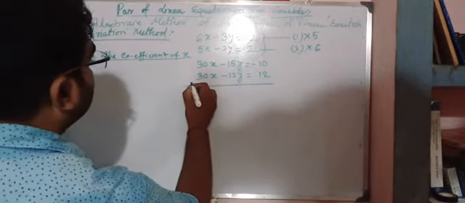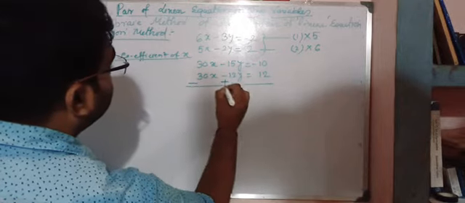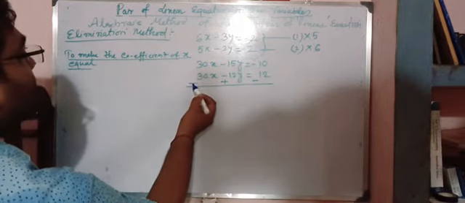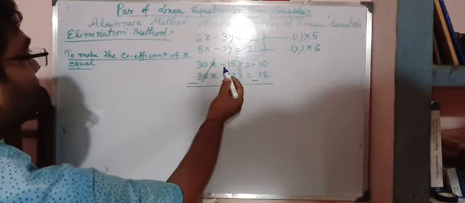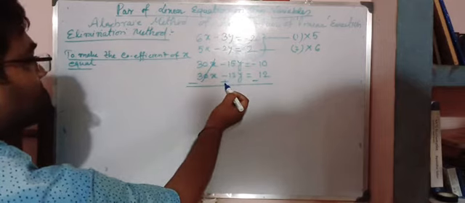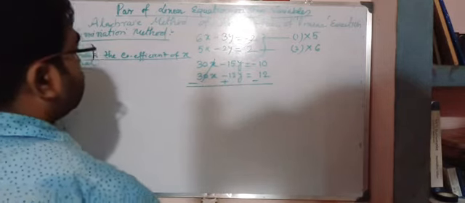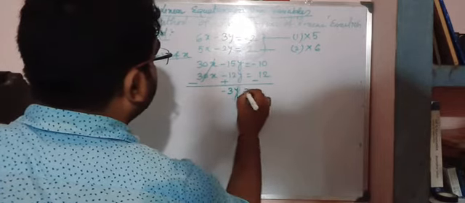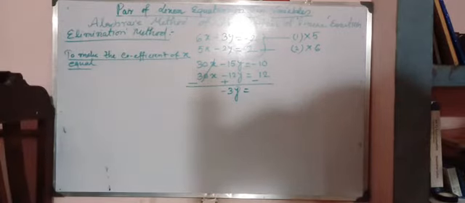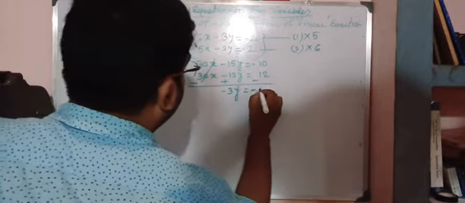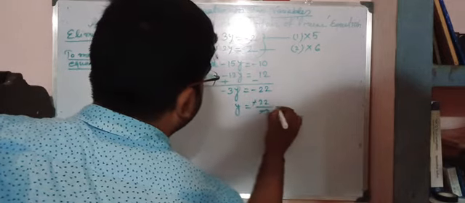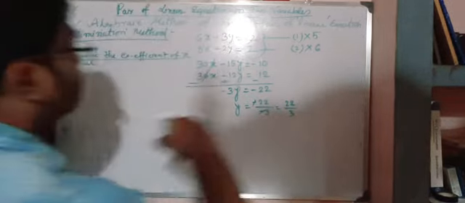Now, which sign is present here? Plus sign is present, so we take minus so that it will be eliminated. Where minus is present, we take plus, just opposite to that. From here we get minus 3y equal to minus 22. That means y is equal to minus 22 by minus 3, that is 22 by 3. So this is the value of y.